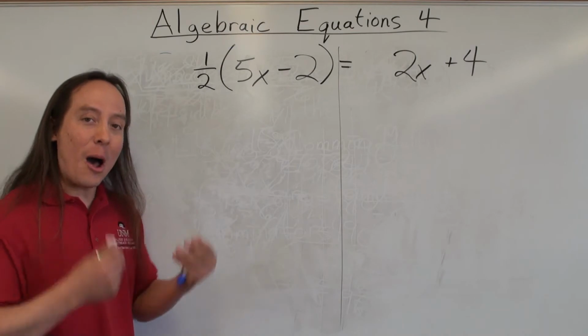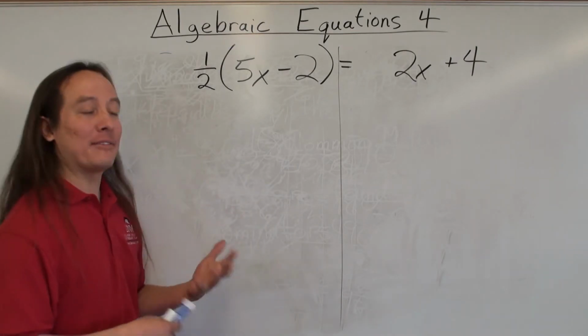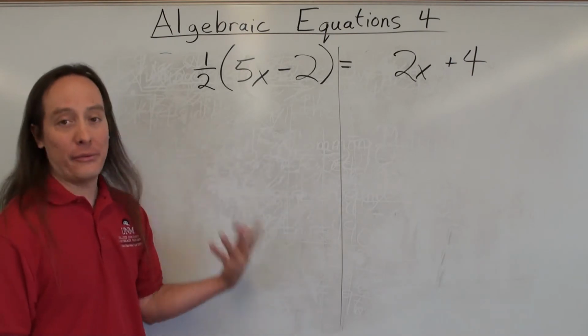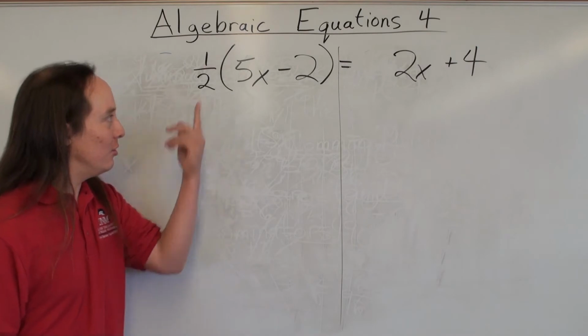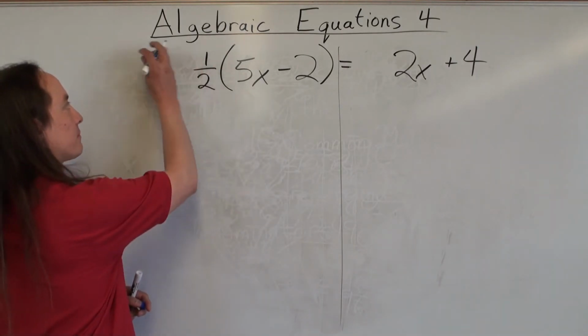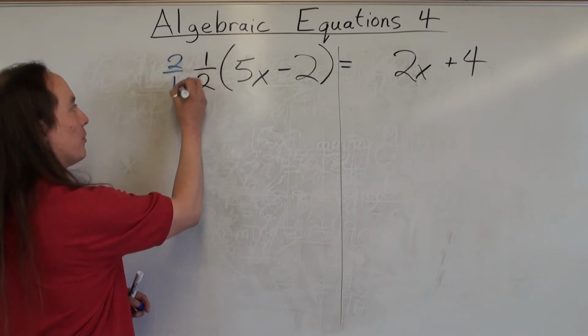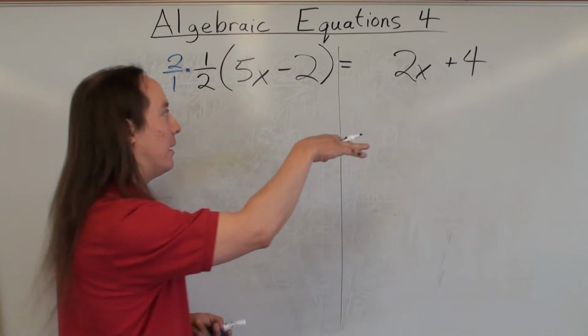We need a lowest common multiple, an LCM. To do that, we have to look at the denominators. Well, there's only one fraction, so that's going to be the lowest common multiple, that 2 there in the denominator. So I'll go ahead and put it here in blue. So I'm going to multiply this whole side by 2. And then I'm going to multiply that whole side by 2.